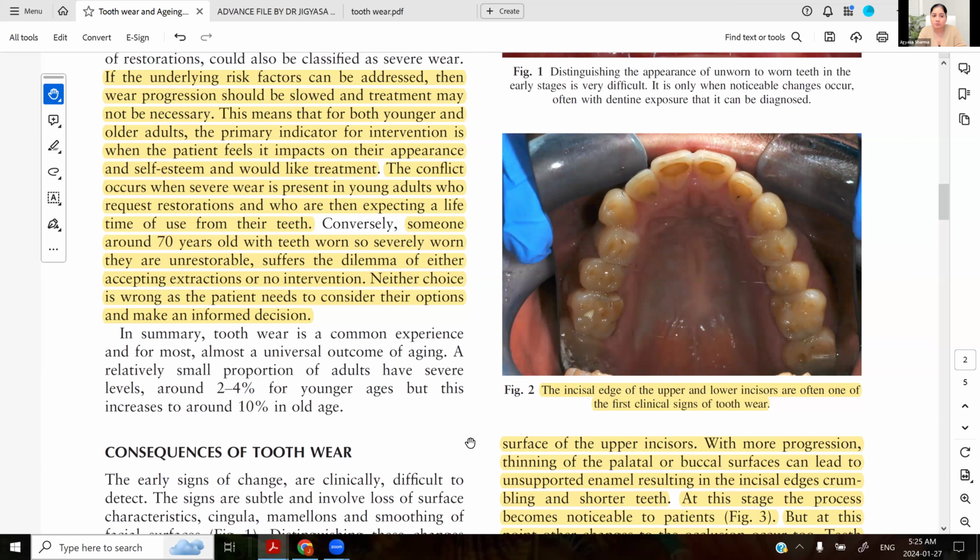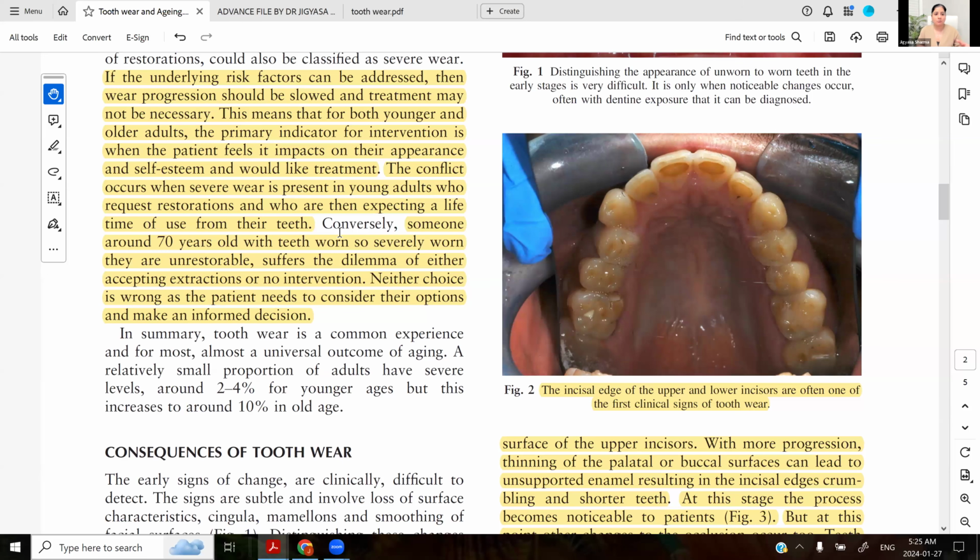The conflict occurs when severe wear is present in young adults who request restorations and who are then expecting a lifetime of use from their teeth. One thing you need to explain to your patients is you cannot expect your dental restorations, whether composites or crowns, to perform and be functional in the same way as their natural teeth would. There would be challenges in the kinds of food they can eat, the wear rate, the fracture risk, the failure of the prosthesis, the failure of the crowns, and each restoration comes with its own period of time that it can last in the mouth.